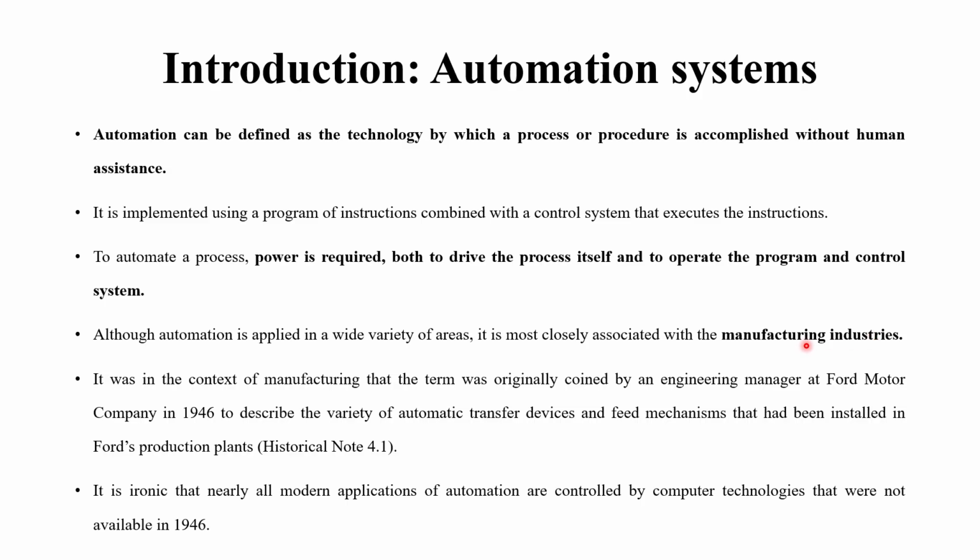The word automation was first coined by an engineering manager at Ford Motor Company in the year 1946. It described a variety of automatic transfer devices and feed mechanisms that had been installed in the Ford production plant. It is ironic that nearly all modern applications of automation are controlled by computer technologies, which were not available in 1946.